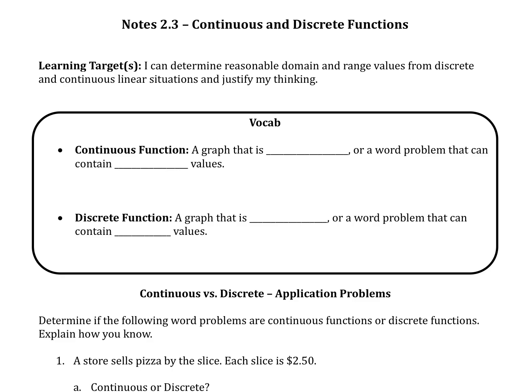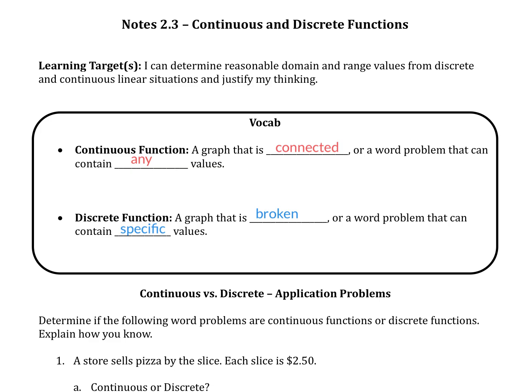Today we're going to be talking about continuous and discrete functions. We're going to start first with vocabulary. A continuous function is a graph that's connected. Or if you're looking at a word problem, it can contain any value. So it could contain fractions, decimals, whole numbers. On a graph, you actually have a line drawn or a curve drawn between points.